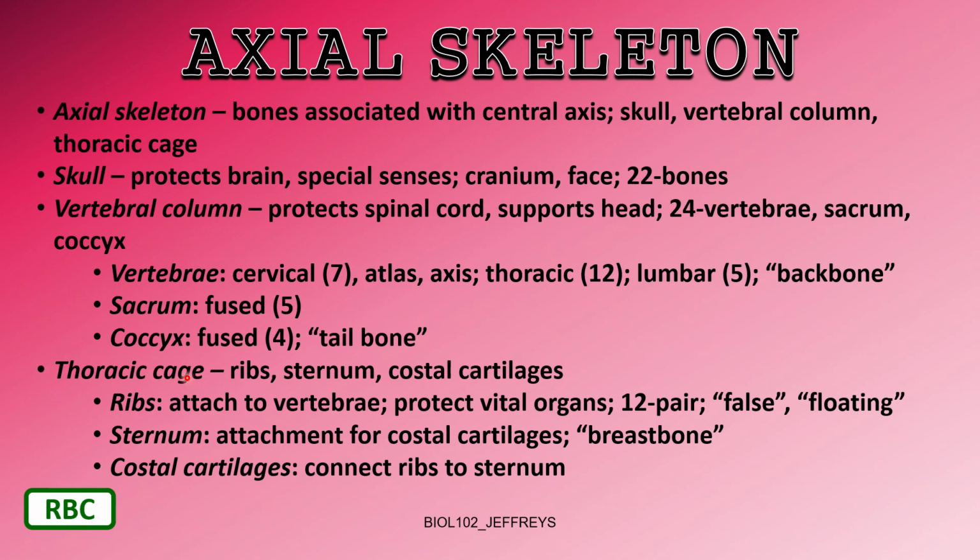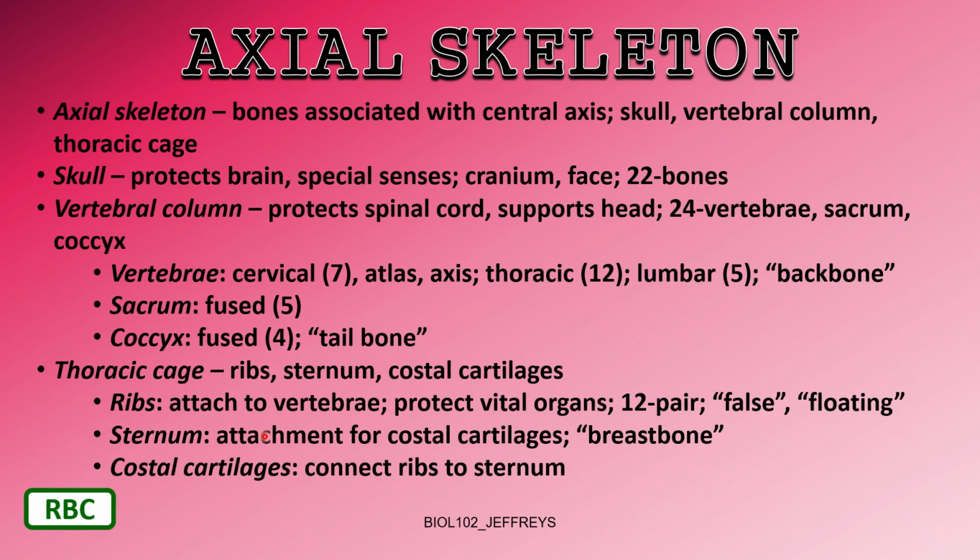The thoracic cage then is the ribs, the sternum, and the costal cartilages. The ribs are attached to the vertebrae in the back. They curve around to the front to protect vital organs, namely the heart and the lungs. There are 12 pair of ribs. We want to be able to differentiate the true ribs from the false ribs and the floating ribs. We'll look at that in a minute.